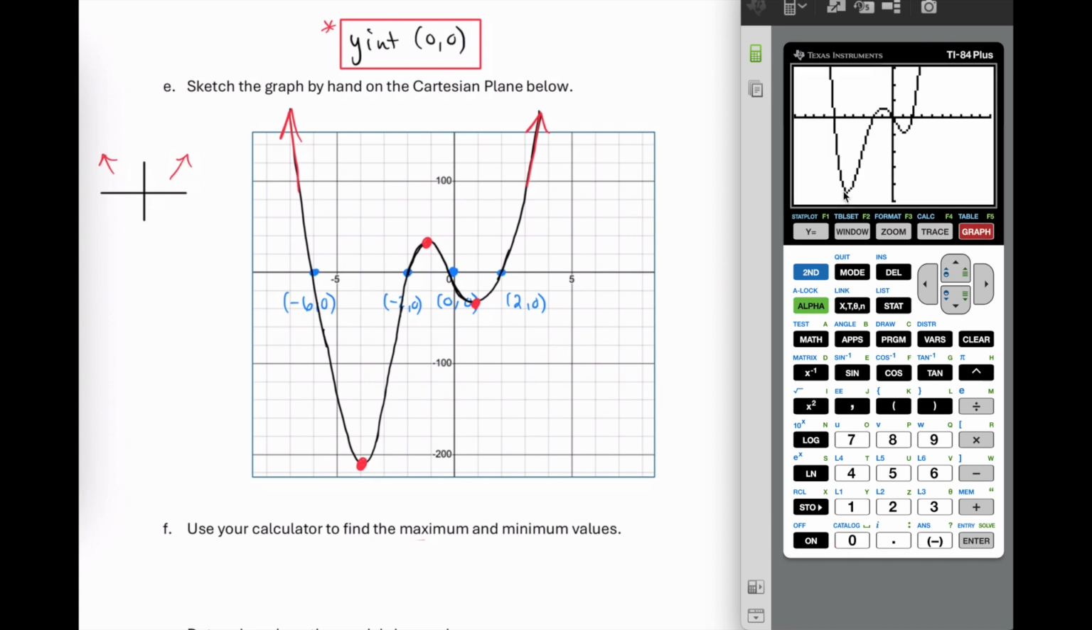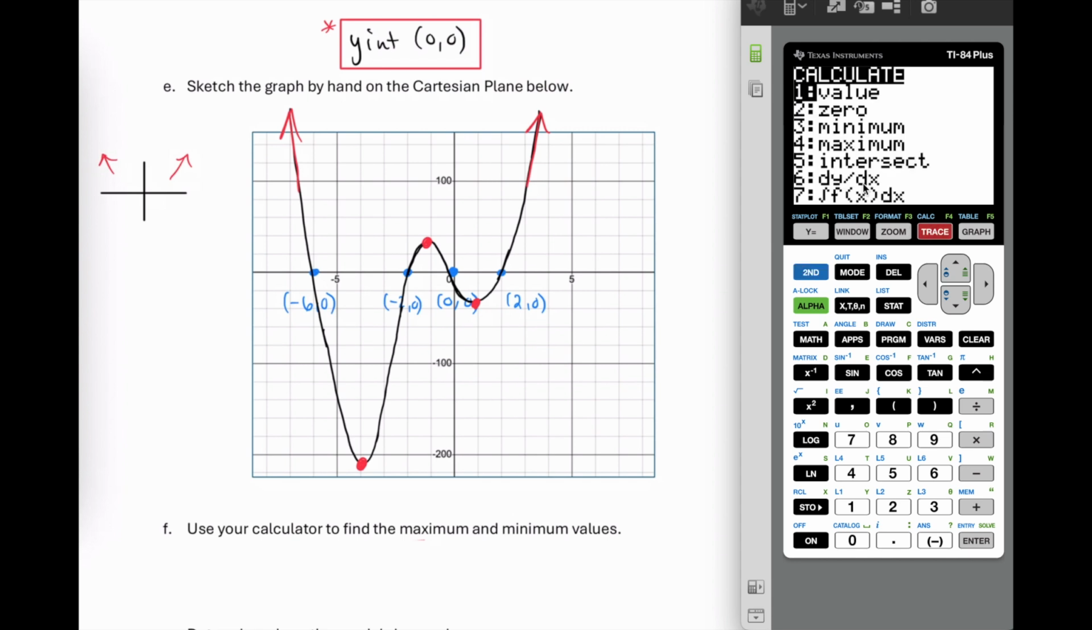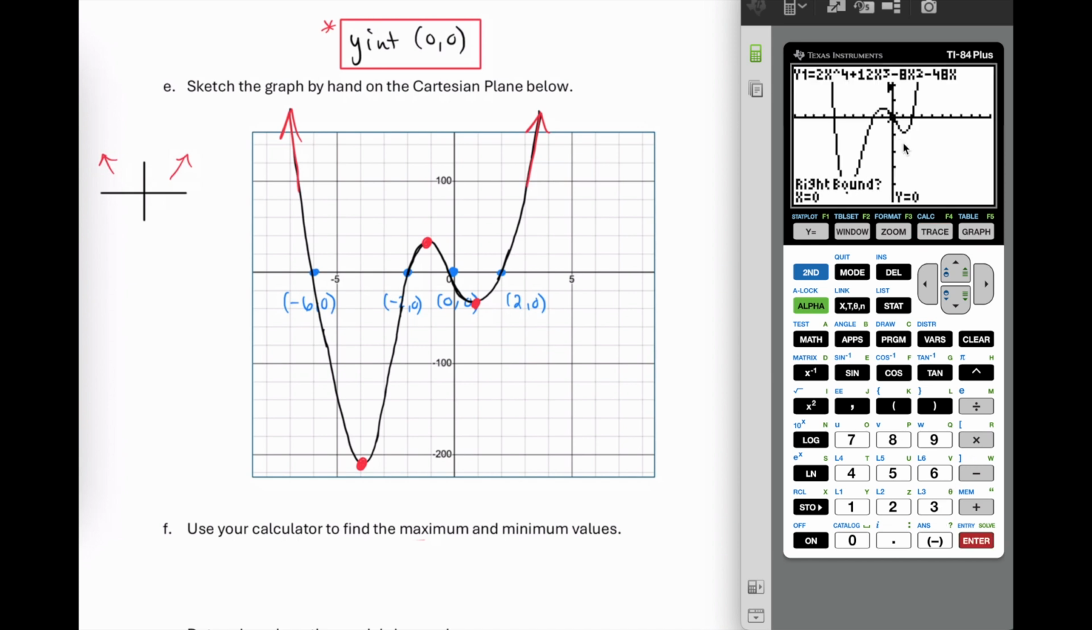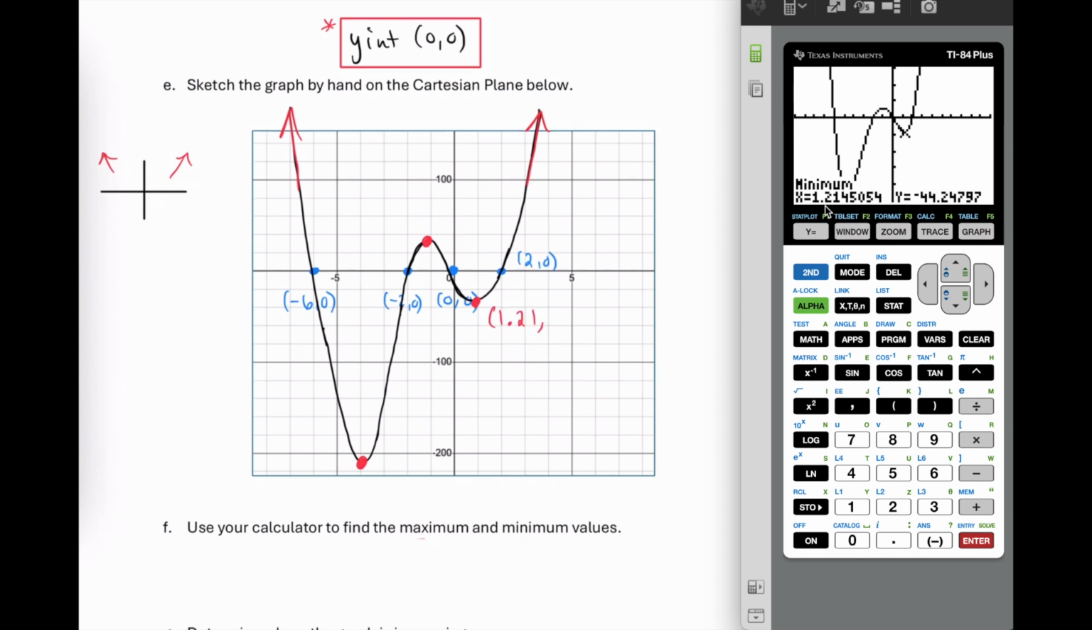And now we need to calculate the relative minimums and the relative maximum. All of those functions are found under Second Calculate. So we hit the second button and then access the calculate function. Let's start with the minimums. So we hit number 3. We just selected left bound on this minimum. Let's now go to the right and give a right bound and come back for the guess. So our first relative minimum occurs at 1.21 as an x-coordinate and -44.25 as the y-coordinate.